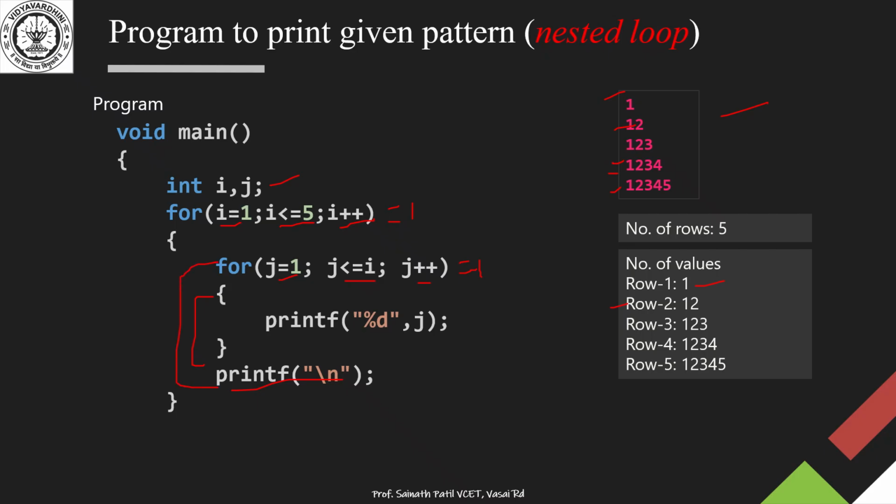This is in the body of the outer for loop. You are inside the outer for loop, so i plus plus, i becomes 2. Is it less than 5? Yes, so it will enter its body, that is the inner for loop. Again it will start from j equal to 1, j less than equal to i. Now the value of i is 2, so it will print 1 and 2 in the second row. Like that it will make the value of i 3 and it will print 1, 2, 3 on the third row, so forth and so on.